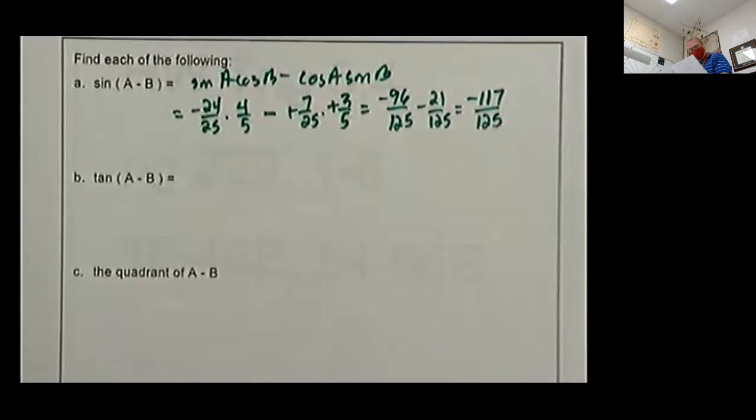We know angle A was in the third quadrant, angle B was in the fourth quadrant. So if we do a third quadrant minus a fourth quadrant, we'll come back to that in a second because that's actually our part C.